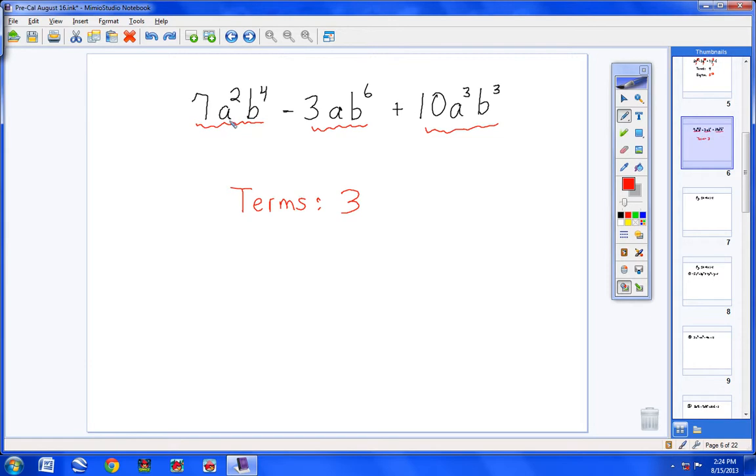Oh, but I have 2 variables, an a and a b. So guess what you have to do? You have to add up all of your exponents in this term. Now, not the 7. We're talking about the a and the b, your variables. So if I add these 2 together, I get 6.